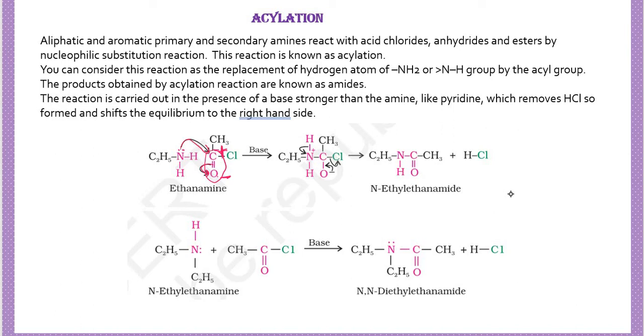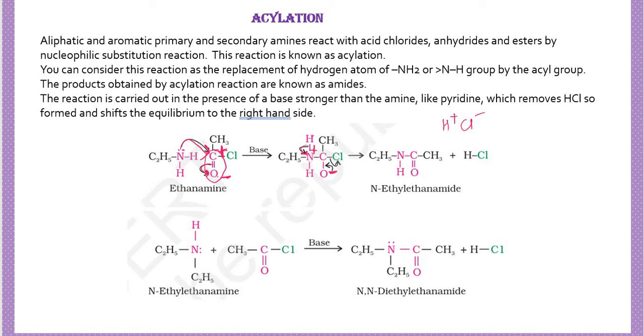So nitrogen will give its electron and will attach here. Since nitrogen has given its lone pair, it will have a positive charge. Oxygen, since it pulled the electron, has a negative charge. Now to neutralize this compound, the hydrogen which is joined to nitrogen will give its electron and go as H+. And the Cl which is joined to carbon, this electron will go back and Cl will take this electron and go as Cl-. So in the end, we get the acylated product and we get HCl.